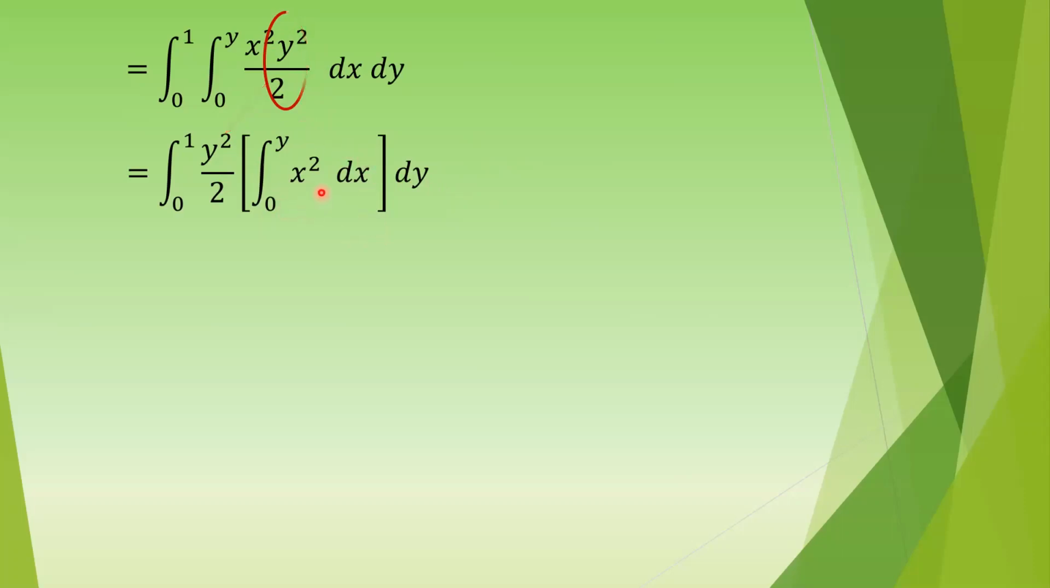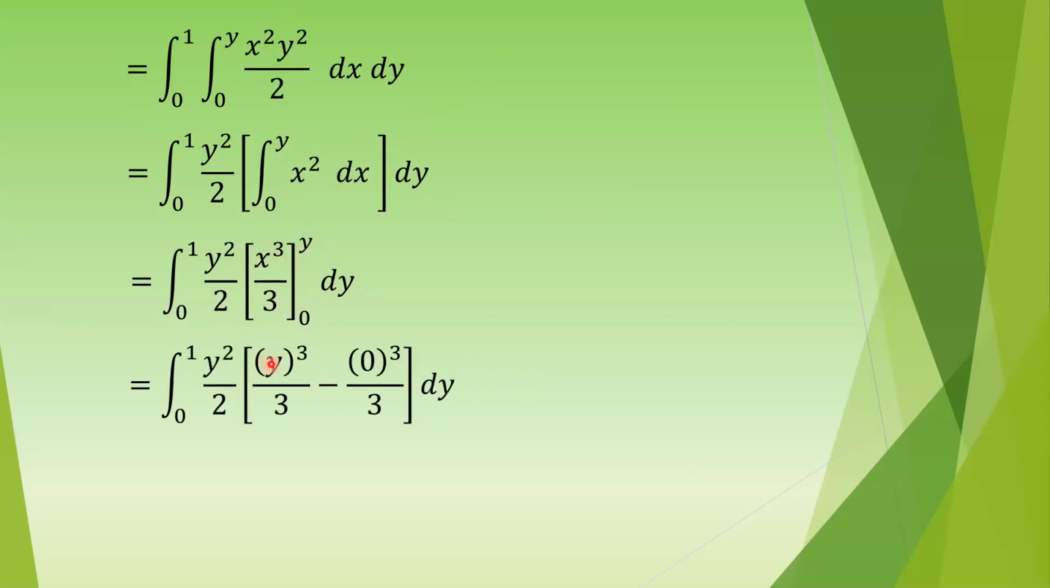Then, integrating. Ito na naman ay x raised to n. So, magkakaroon ka ng x raised to n plus 1 over n plus 1 ulit. Kaya x cubed over 3 from 0 to y, dy. Ngayon dito, simplify muna to. Palit ka ng limit dyan, upper minus lower. Kaya magkakaroon tayo ng y cubed over 3, lower 0 cubed over 3. Simplify natin yan. Magkakaroon ka lang ng y cubed over 3.